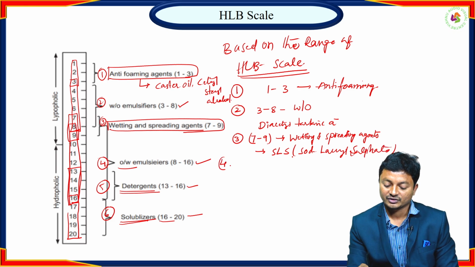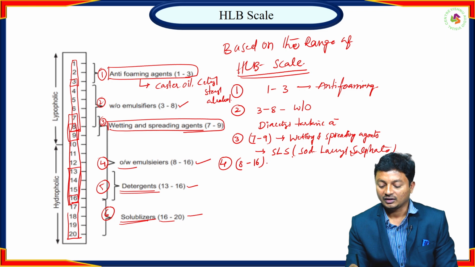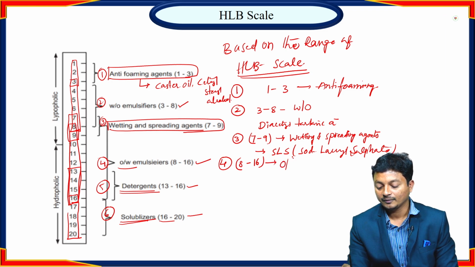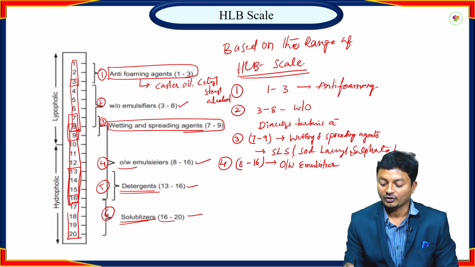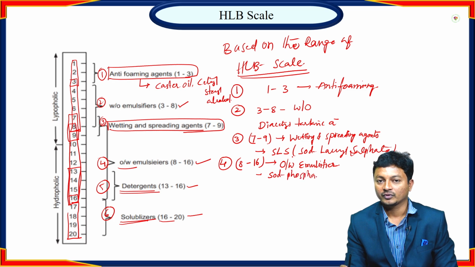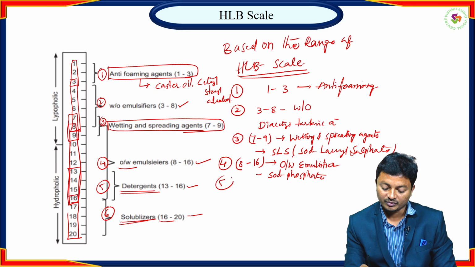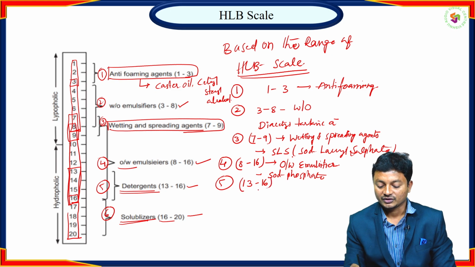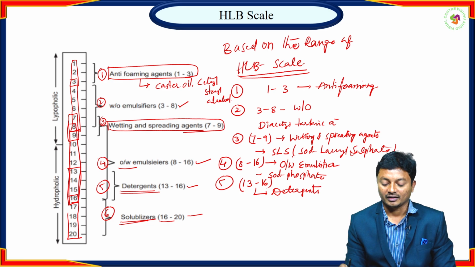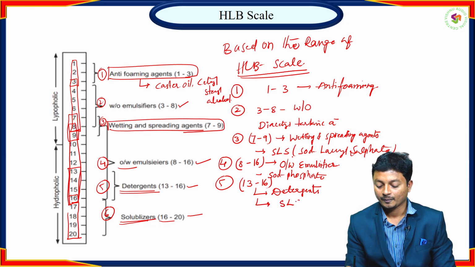And then the fourth class of the range is 8 to 16. Here this indicates the oil in water type of emulsifier. The example for oil in water type of emulsifier is sodium phosphate. And then similarly, the fifth type of surfactant here is the range 13 to 16. This indicates detergents. And an example for the detergent is again SLS.